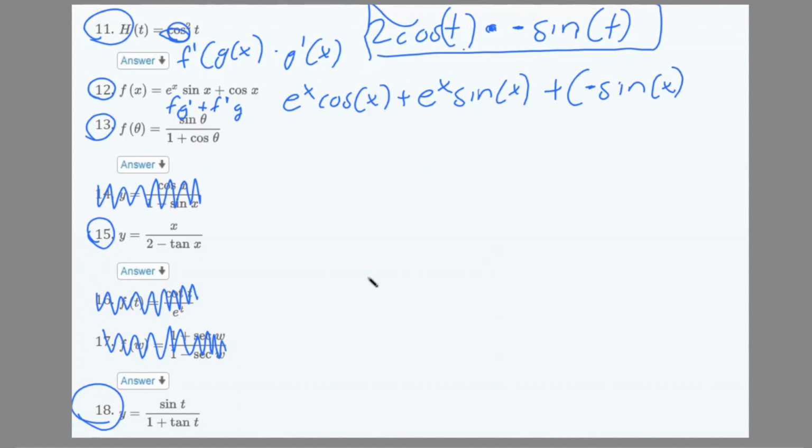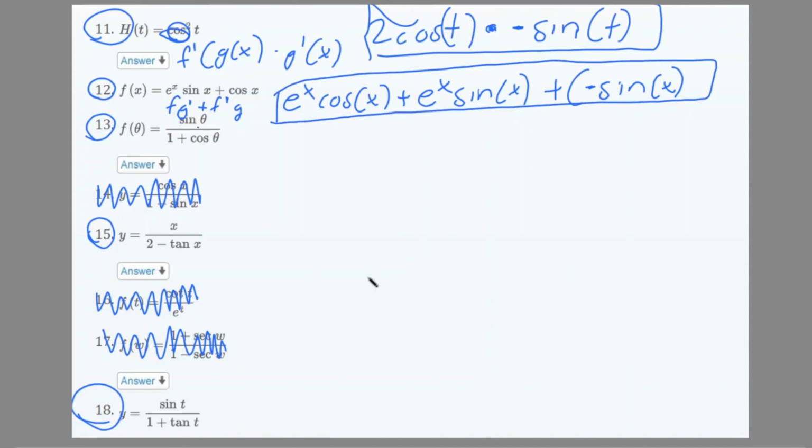And now there are no like terms really to add together, so this would just be your final answer. Now number 13 is sine theta over 1 plus cosine theta. So we got to use the quotient rule here. So the quotient rule is f prime times g minus f times g prime over g squared. The over g squared is really important not to forget.